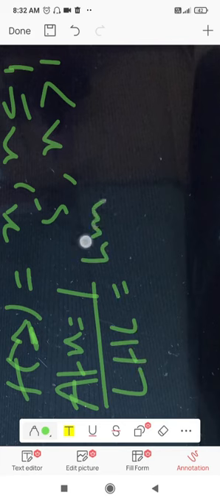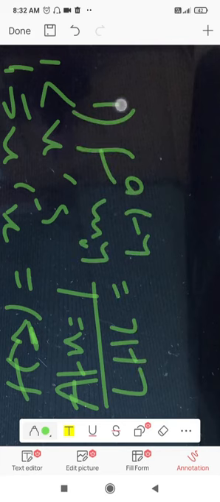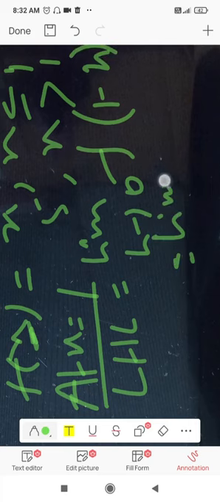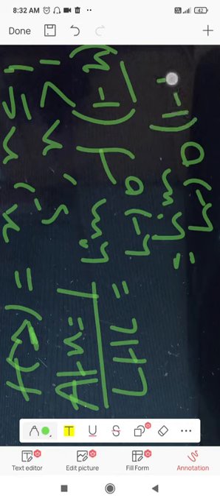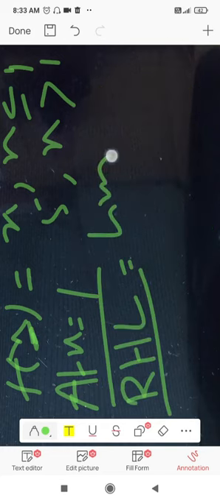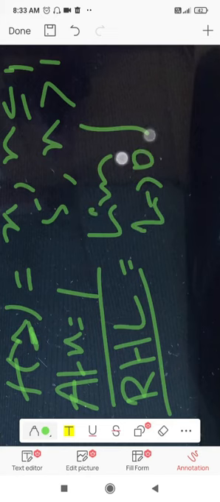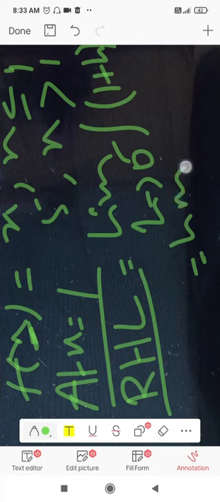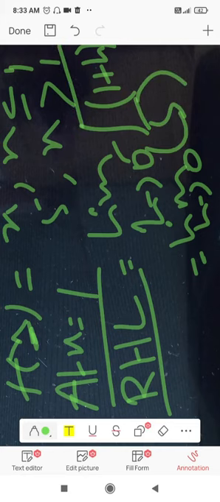LHL: limit h tends to 0, f of 1 minus h. 1 minus h means less than 1, that means you have to write x. Here x means 1 minus h, so 1 minus h. Putting h equal to 0 will give us 1. That means the left-hand limit is equal to 1. Right-hand limit: limit h tends to 0, f of 1 plus h. 1 plus h means 1 point something, which is more than 1, that means equal to 5. There is no h to put the value, so it will give us only 5.